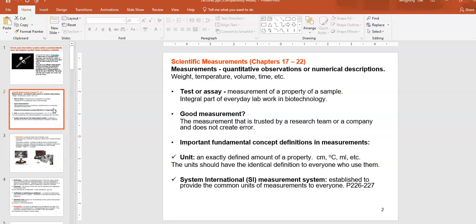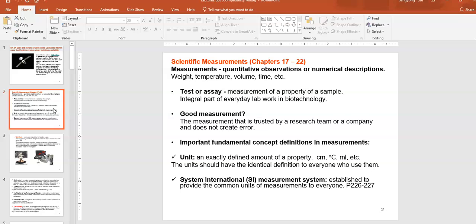So how do you define a measurement? Measurement is a quantitative observation or numerical description. Okay, so you can measure the weight of your compound, or temperature, so thermal energy of whatever molecule you're dealing with, or volume if you're dealing with a liquid substance, or time. Those are all important measurements of different kinds.